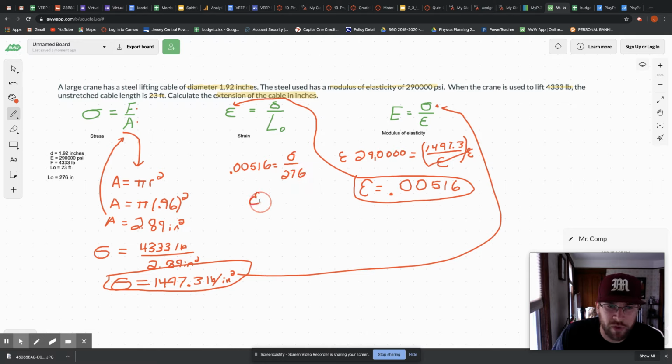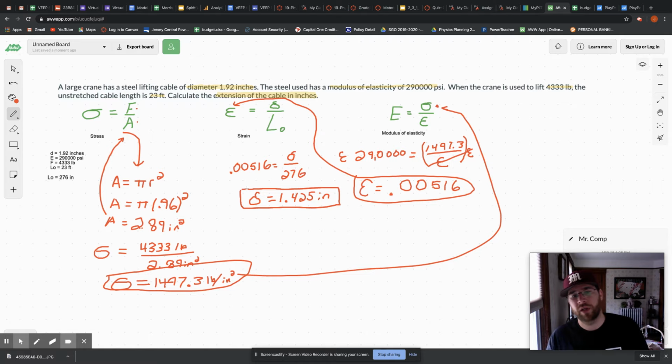Solving for the stretched amount, that looks like a cherry. I'm going to multiply by 276 on each side. And that means that the stretch of this object is going to be 1.425. And what's the unit on that going to be? It's going to be inches. That's how much it is actually stretching. So that steel cable stretches a pretty significant amount when you have 4,000 pounds pulling on it. I hope that was helpful. Thank you guys.